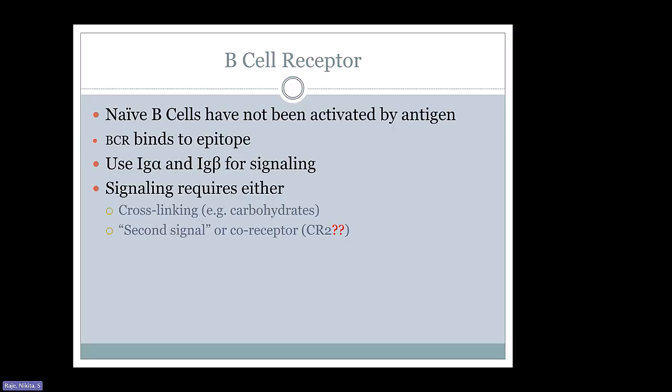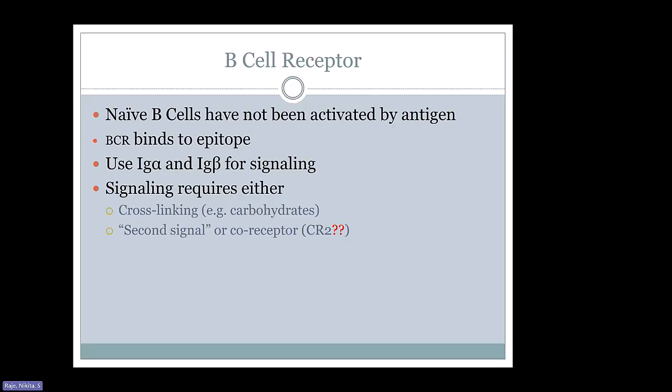Naive B cells. What are naive B cells? What does naive mean? Naive means that it has not come across the antigen that is specific for that B cell. So naive B cells have not yet encountered that antigen, and the antigen that is specific for that particular B cell is called the cognate antigen for that B cell.